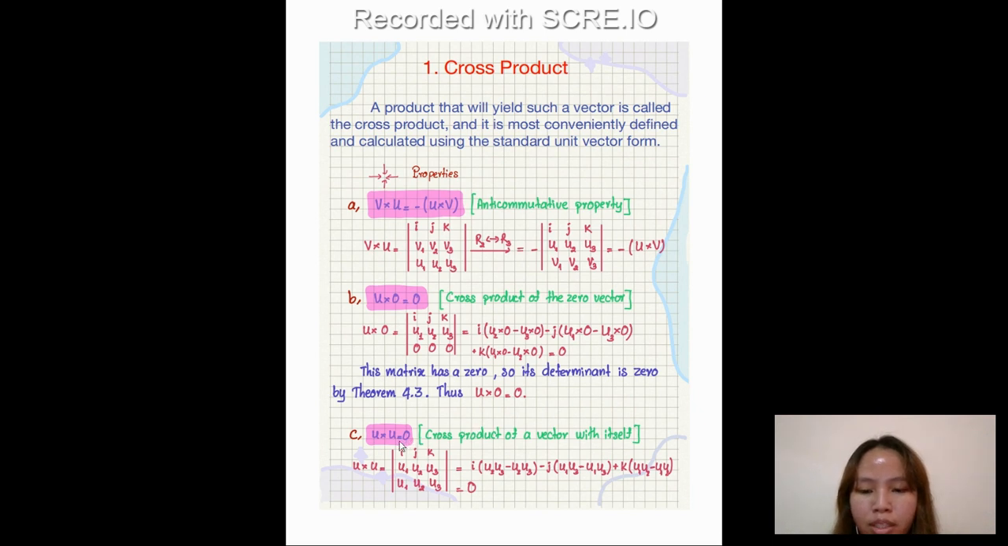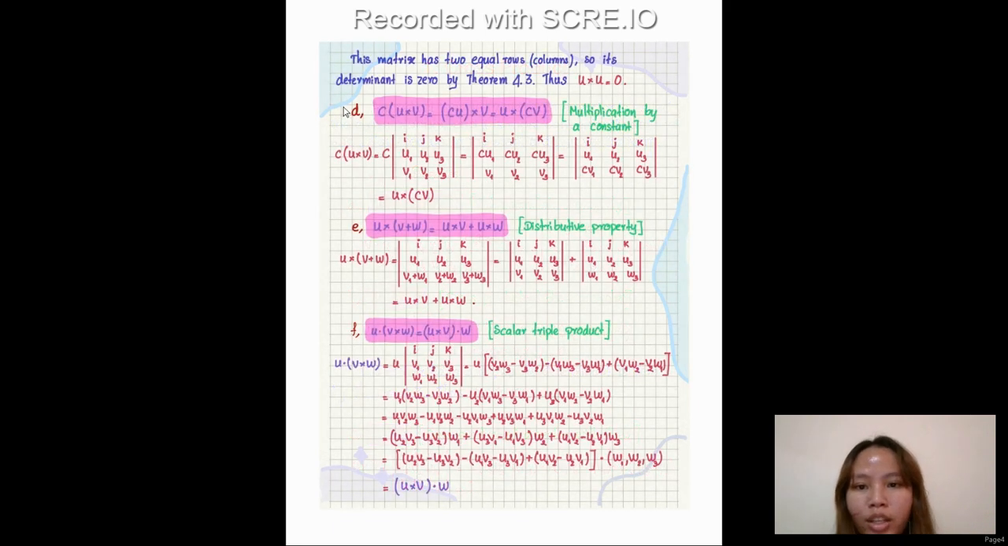And the third property is about U cross U equals 0, and it is called the cross product of a vector with itself. And here is the proof. U cross V equals the determinant of a 3 times 3 matrix, and then we calculate it and it equals 0. So this property is true. This matrix has two equal rows or columns, so its determinant is 0 by using theorem 4.3. Thus, U cross U equals 0.